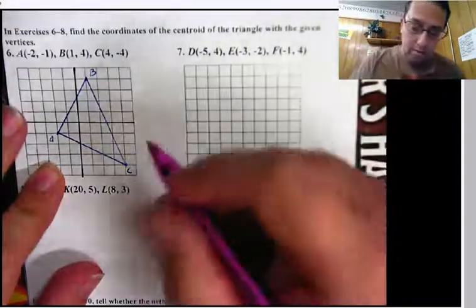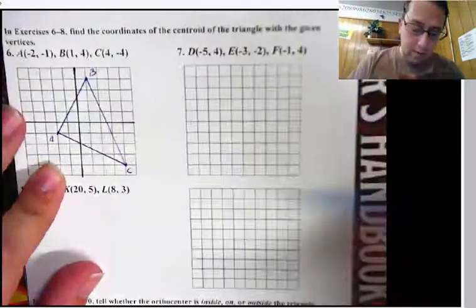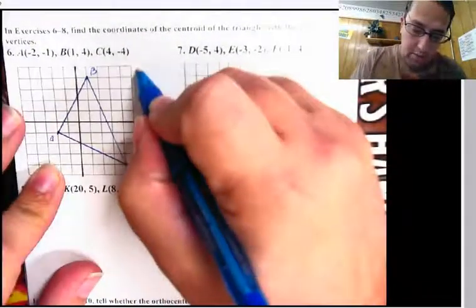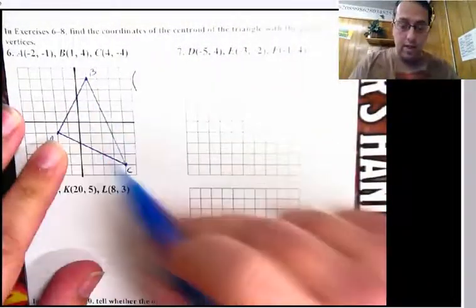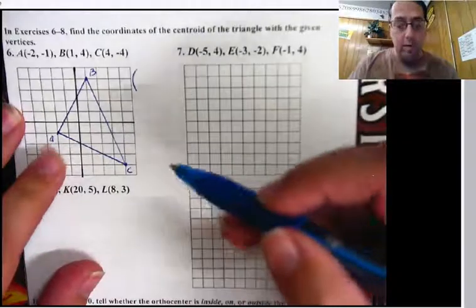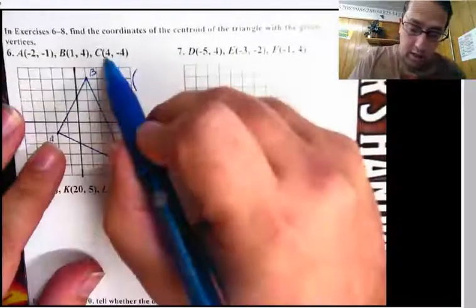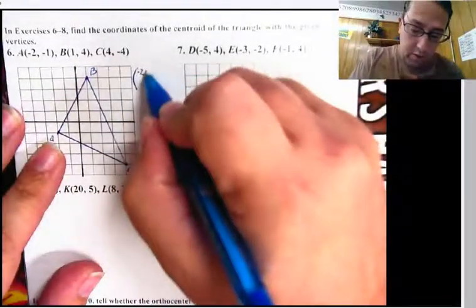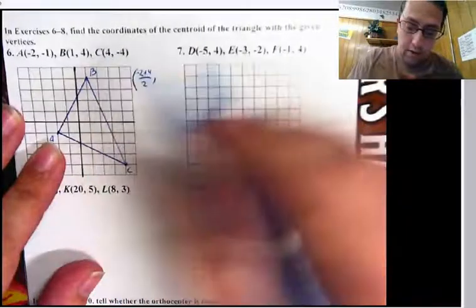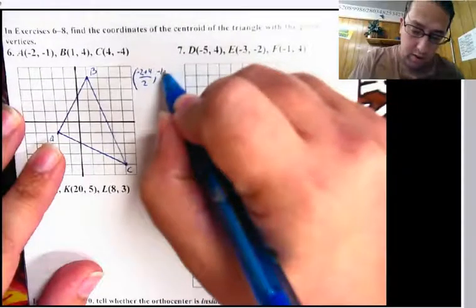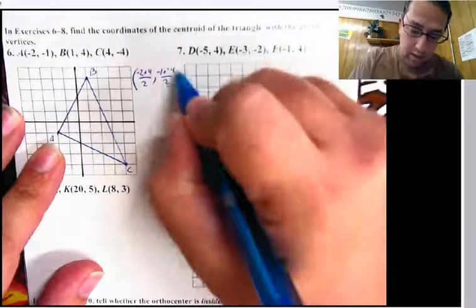All right, so the midpoint from A to C, we'll call this point M, and we're going to use the midpoint formula. So if you remember the midpoint formula, you add up the x's, divide by 2, then you add up the y's and divide by 2. So our x's are -2 and 4. So -2 plus 4 divided by 2, and then the y's, -1 and -4. So -1 plus -4 divided by 2.